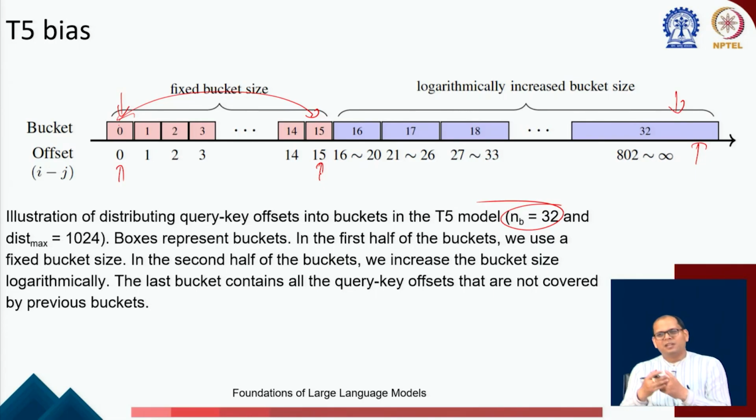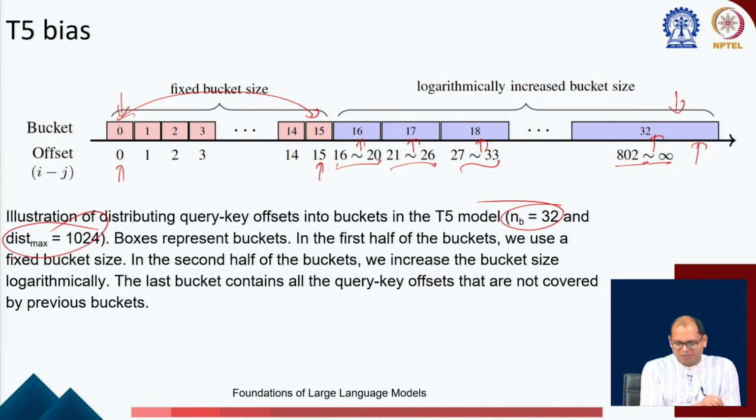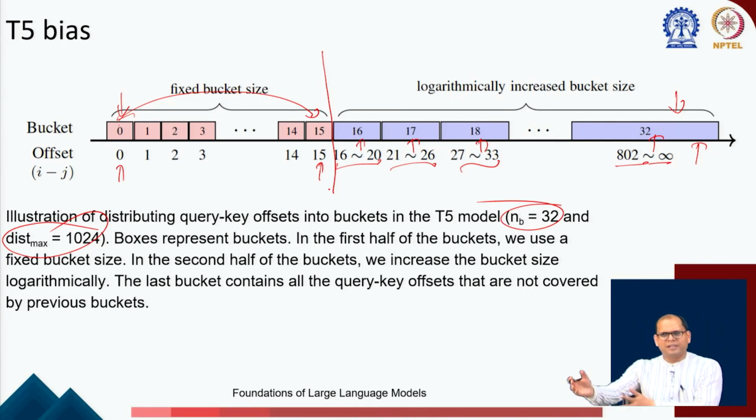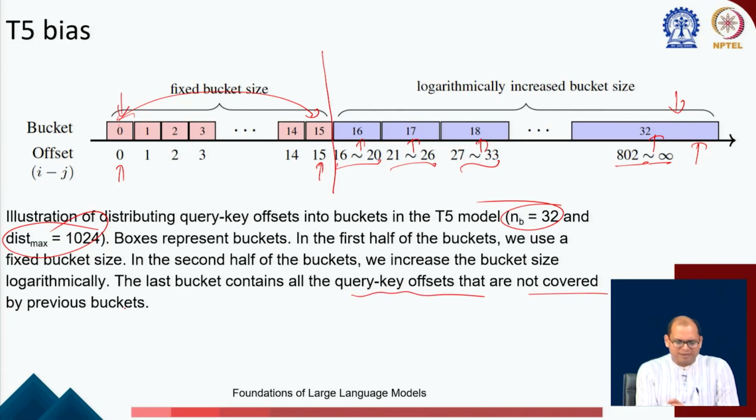So, that takes care of the offsets that will matter in the nearby context, but then you will grow them exponentially, in some logarithmic way. So, you have 16 to 20 all have the same bucket 16, 21 to 26 have the same bucket and so on. 802 and everything else beyond it has the same bucket, right. This was for a dist max of 1024, and that was the idea. By that, you are ensuring that you have a good distinction in the initial half, but later on also you are able to account for any distance, and there is some logical way of extending it. So, the last bucket contains all the query key offsets that are not covered by the previous buckets.